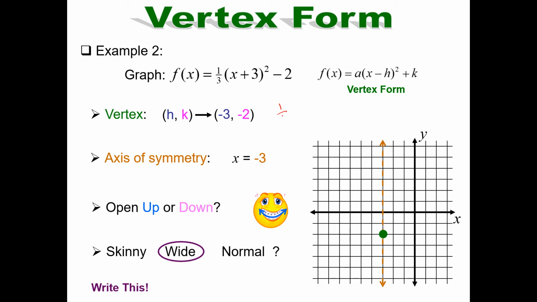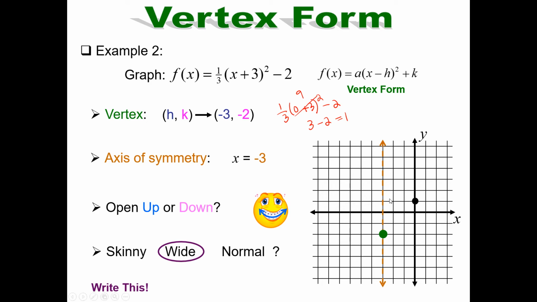So if I'm finding the y-intercept, remember I set x to 0. So 0 + 3 is 3. 3 squared is 9. 1/3 times 9. Remember this just means divide right here. So 9 divided by 3 is 3. 3 times 1 is 3. And then 3 minus 2 equals 1. So I have a y-intercept at 0, 1.